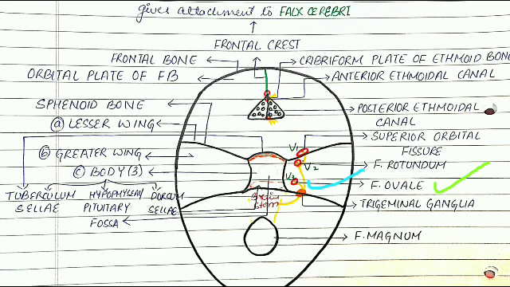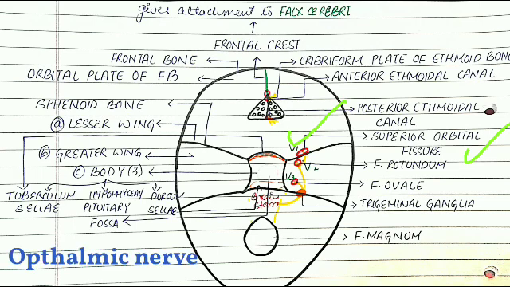Now the rest two, they move forward, and the second part dips down into the foramen rotundum, that is your maxillary nerve. And the last part continues further and dips down into the superior orbital fissure, and that is your ophthalmic nerve. Okay, so this is how the various parts of the trigeminal nerve enter their respective foramens.